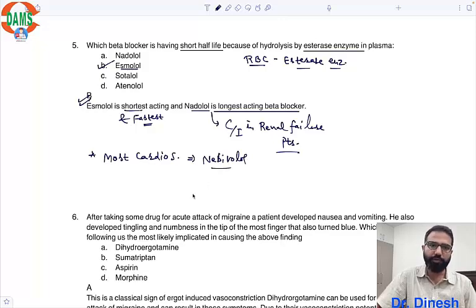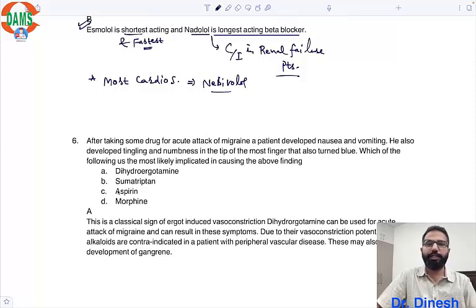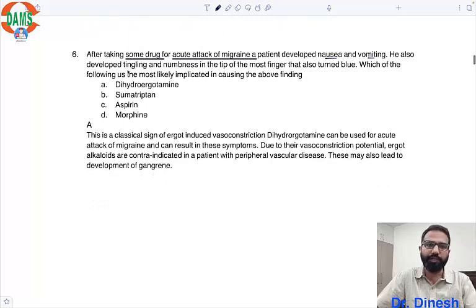These are some important direct questions from the beta blocker. Next, after taking some drug for an acute attack of migraine, a patient develops nausea and vomiting. He also developed tingling and numbness in the tips of his fingers, and they also turned blue. What is causing the nausea and vomiting, as well as the tingling and numbness at the tips of the fingers?